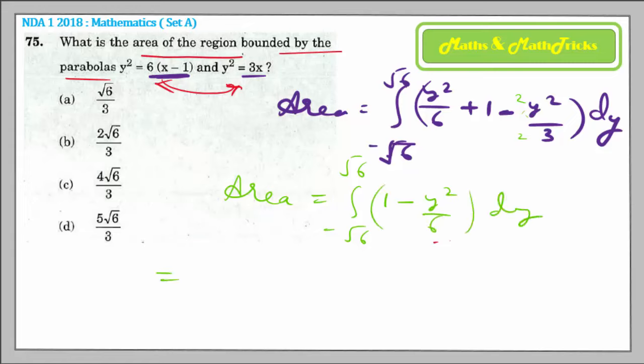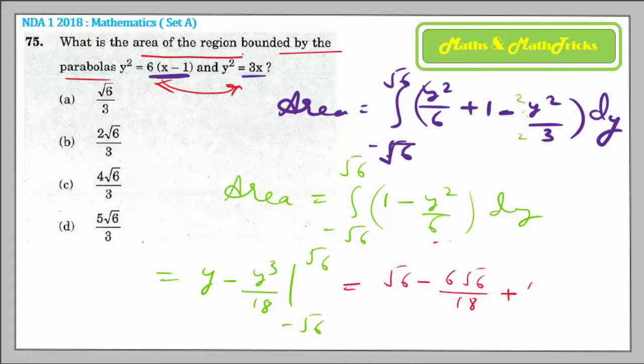Now integrate first and then substitute the limit. So y minus y cube by 18, limits minus root 6 to root 6. So what do you get now? So this is equal to basically root 6 minus root 6 cube will be 6 root 6 by 18, minus root 6 you are substituting now. So it will be plus root 6, then minus it will become plus when you substitute at this point, and there is a minus from outside, no? So this will be still minus, isn't it?